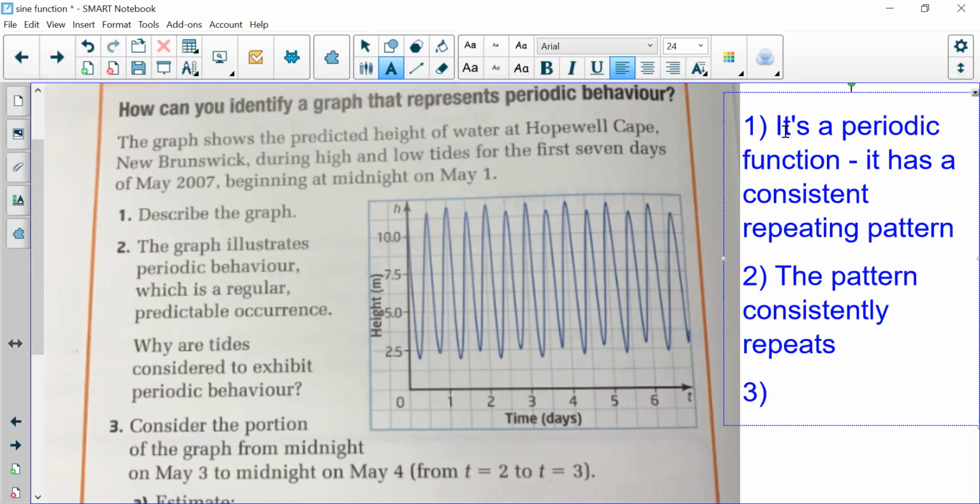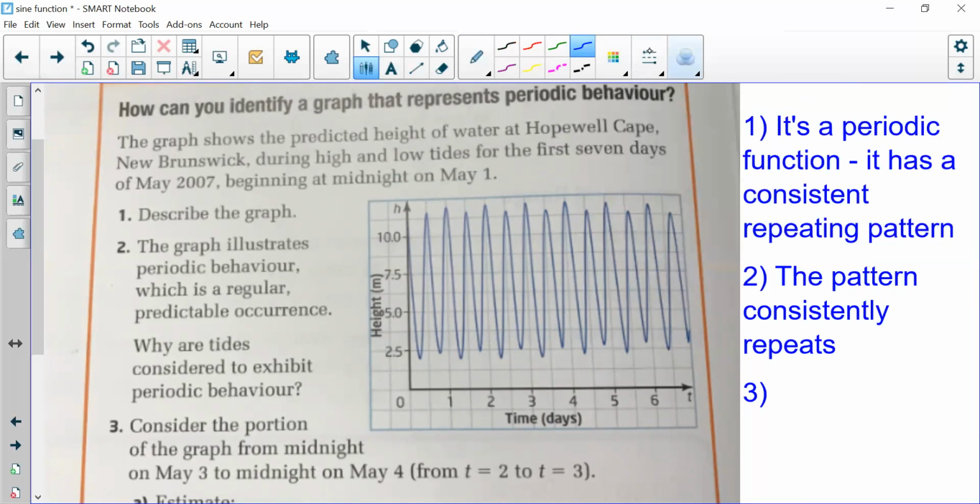Okay. Consider the portion of the graph from midnight on May 3rd to midnight on May 4th. So it's saying between times 2 and 3 on the scale. So I'm going to put a dot on the graph so we can see this. Okay, so time 2, which is here, and time 3, which is here. I just looked at my time and went straight up and put a dot on the graph.